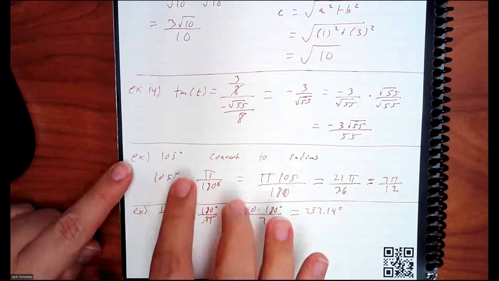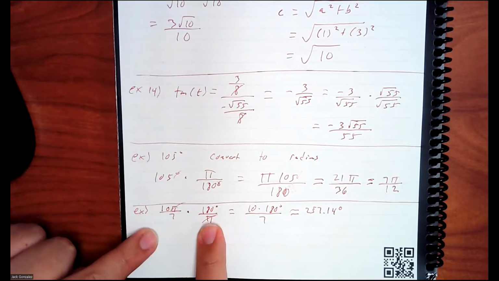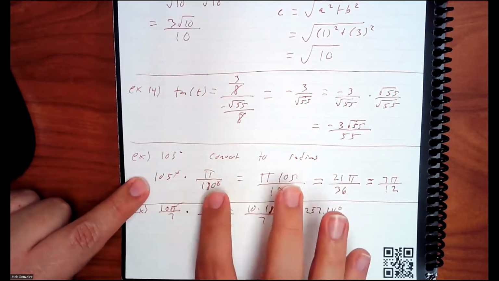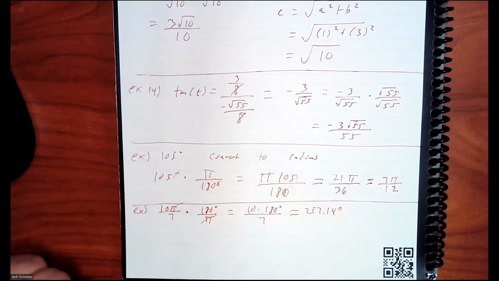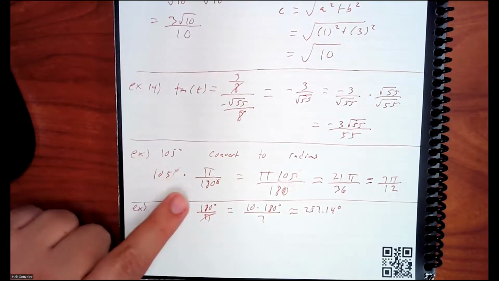So if we're going from radians to degrees, multiply by this guy. If you're going from degrees to radians, multiply by this one. So just flip it over. Cancel the thing you want to cancel. If I want to go to degrees, I'm canceling pi. If I want to go to radians, I'm canceling degrees.